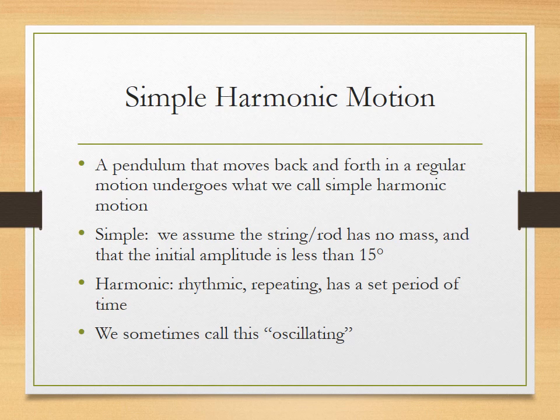When we say harmonic, a harmony is from music, so this means it's something rhythmic or repeating. Every time the pendulum goes back and forth, if it starts at one end, you pull it back, you let it go. It goes through the middle to the other side, turns direction, comes back through the middle and back to where it started. That's one set period of time. Sometimes we call this oscillating or oscillations. So we've seen that word before.